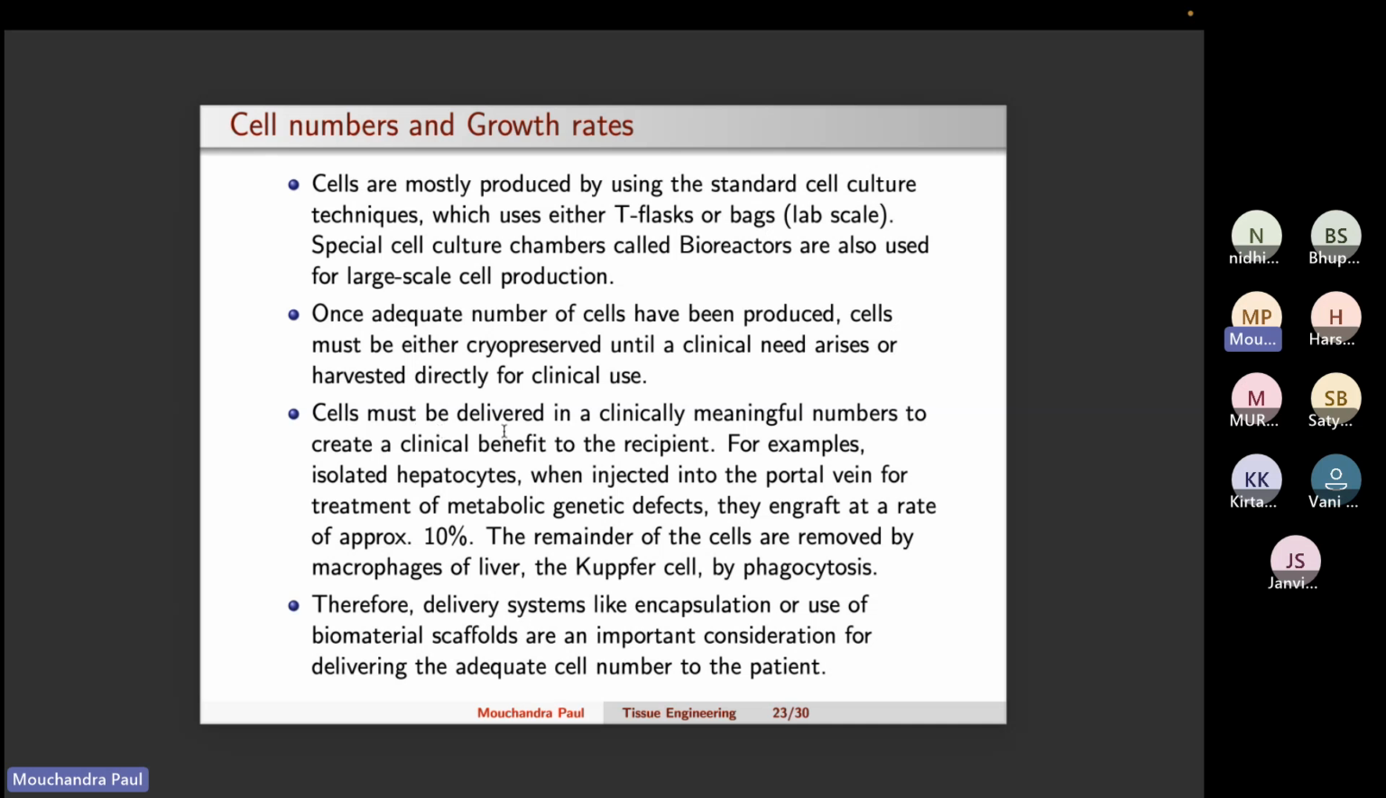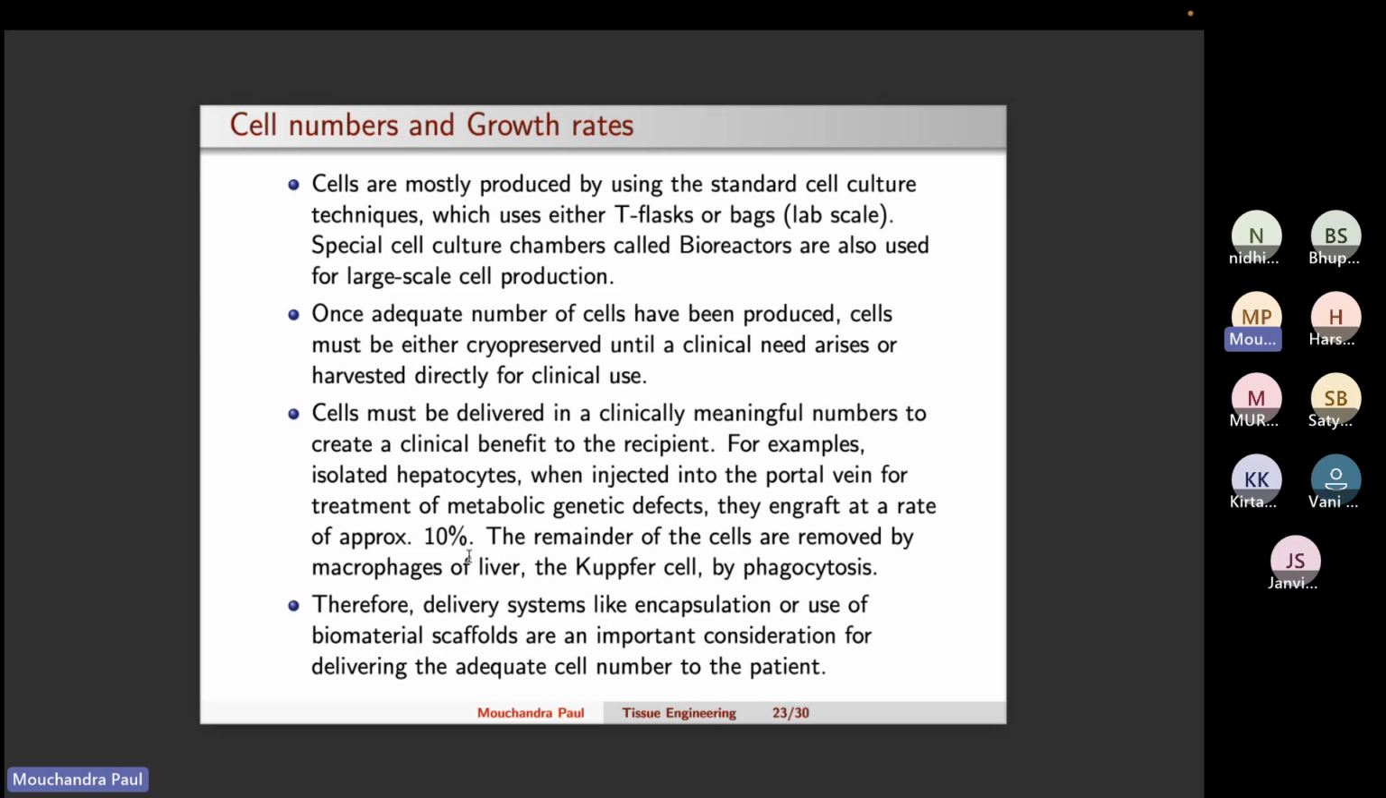The cells must be delivered in clinically meaningful numbers that we talked about to provide a benefit to the recipient. There is some clinical benefit that the recipient should observe from this type of therapy. For example, isolated hepatocytes, when injected into the portal vein for treatment of metabolic genetic defects, engraft at a rate of approximately 10%.